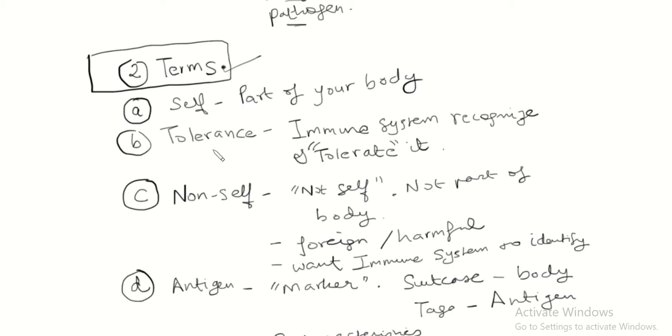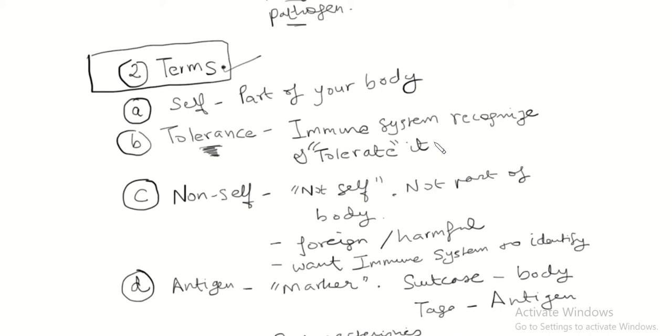What's tolerance? Again, the immune system recognizes self, or recognizes part of your body, and it tolerates it. It doesn't attack it. It's not supposed to. So that's tolerance, and that's a good thing.